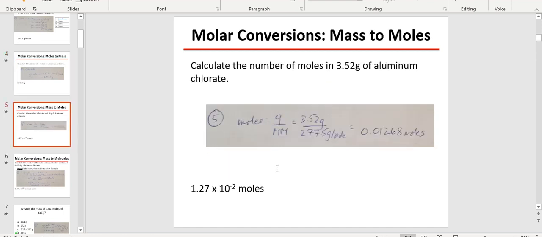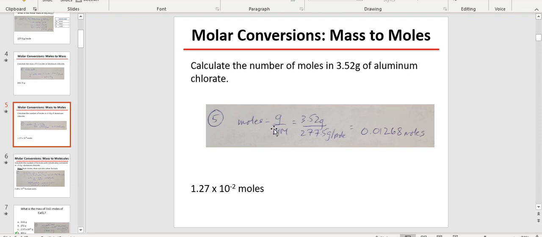Calculate the number of moles in 3.52 grams of aluminum chlorate. Well, what am I asking for? Number of moles. What formula do I have? Well, I have 2 formulas that have moles in them, right? Both triangles have moles in them, so that doesn't give me enough information. 3.52 grams is what I gave you. So logically, you're going to use the one triangle formula that has moles and grams in it.